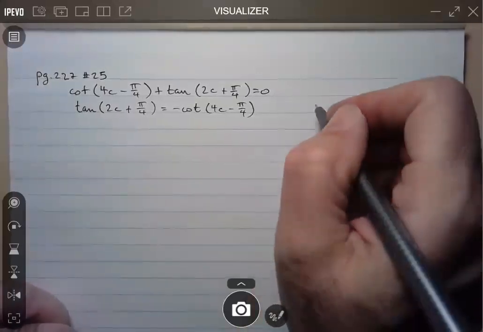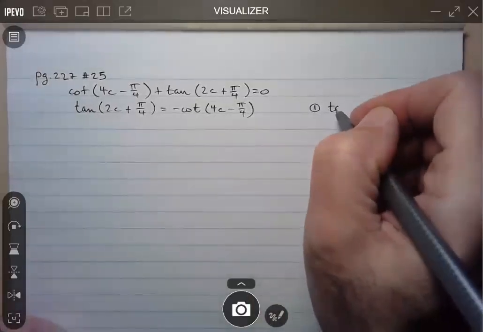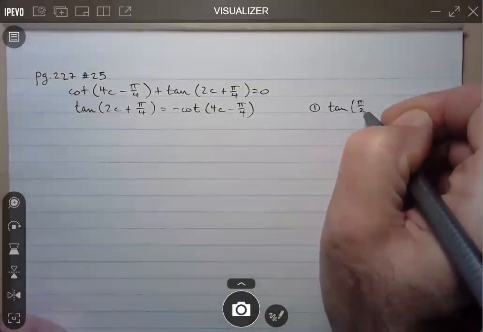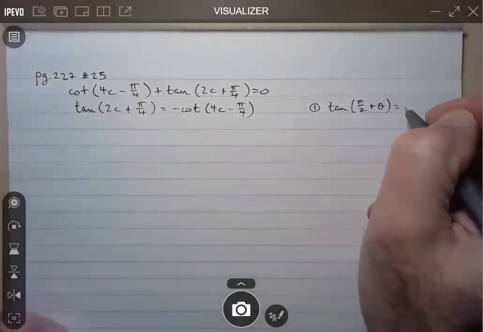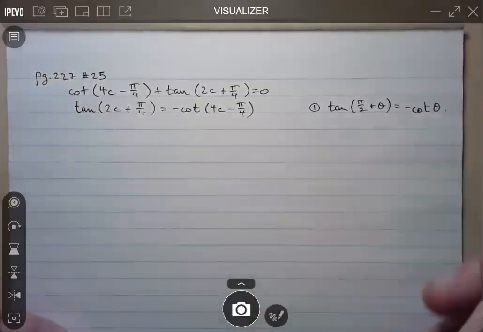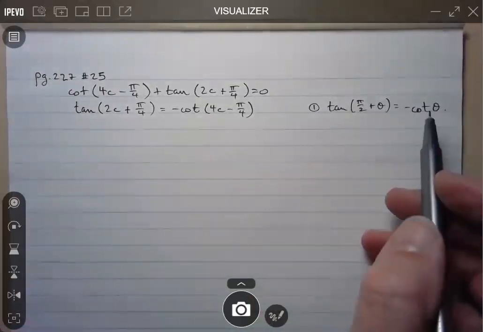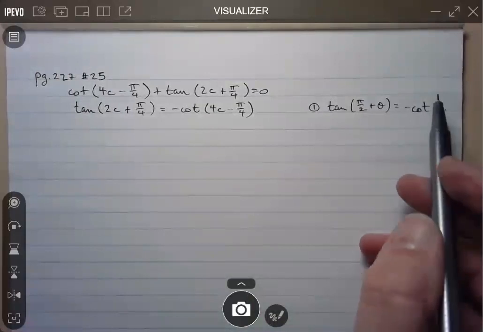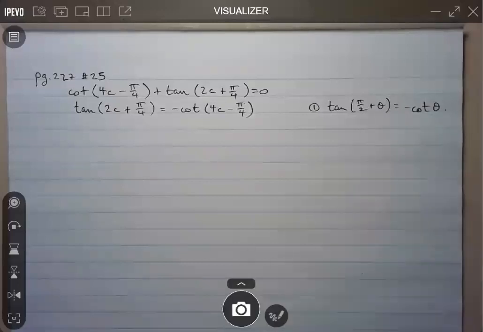So here, my first option that I see is I've got tan of pi over 2 plus theta is going to be equal to negative cotangent of theta. Okay, now again, if we looked at it geometrically, if you think of theta as being in the first quadrant, it kind of makes sense, because tangent in the second quadrant, I think pi over 2 plus theta, is negative, so they won't have the same sign.